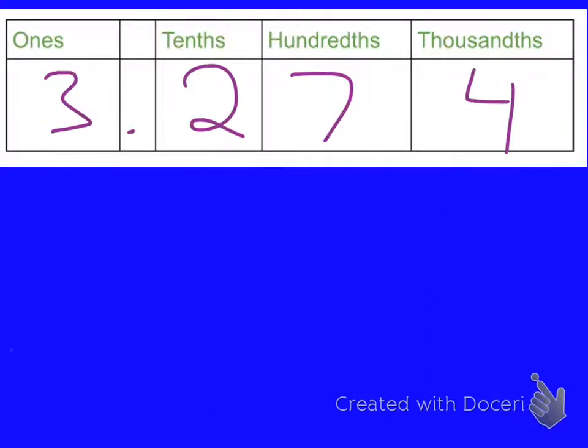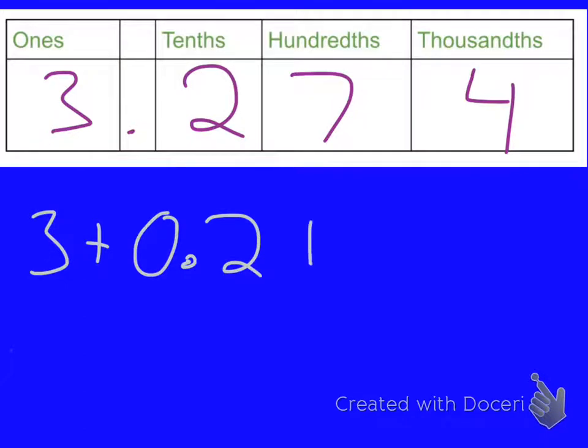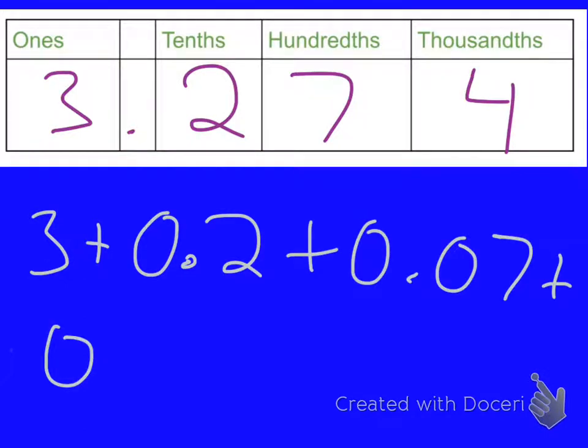Alright, I'm going to show you another one quick. Alright, so write this one in expanded form. I'm going to go through this one quick. We have 3 ones, plus 2/10, plus 7 hundredths, plus 4 thousandths.